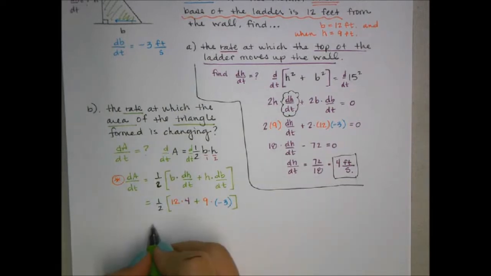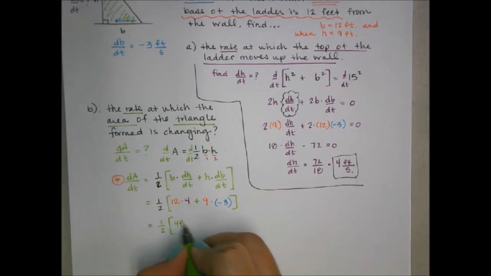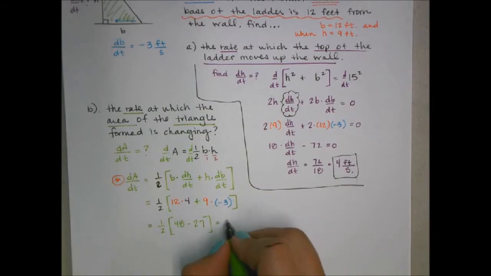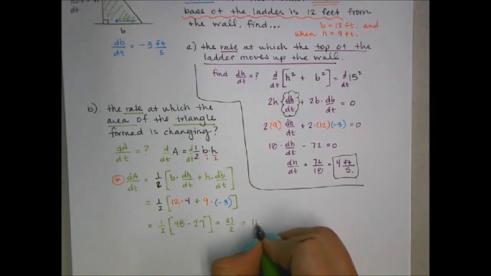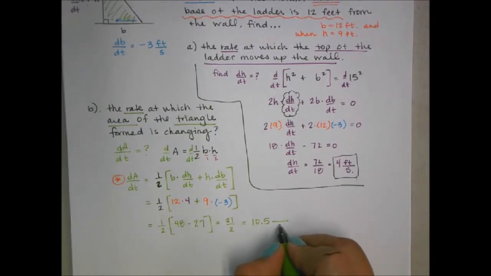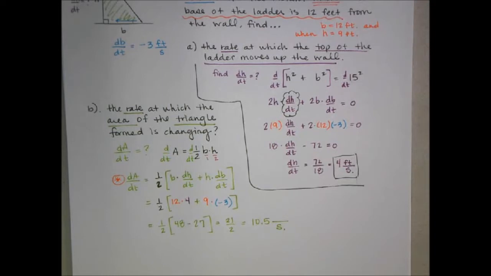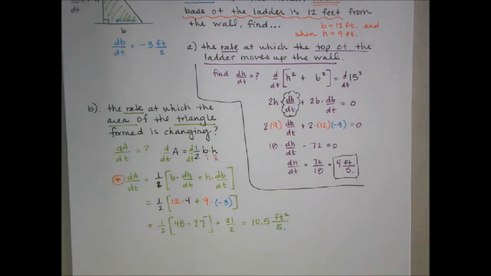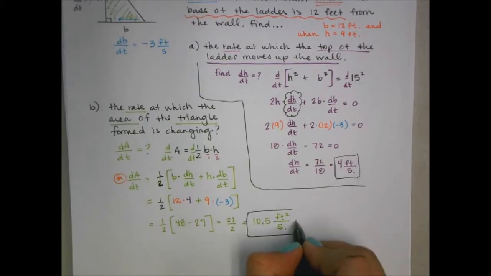So dA dt is going to come out to 1/2 of 48 minus 27, which isn't perfect, but that's okay. We have here 21/2 or 10.5. And then we just need our units. So we're talking about the area changing with respect to time. So something over time, so something per second. Now our lengths were all measured in feet, so our area is measured in square feet. So 10.5 square feet per second is the rate at which the area is changing.